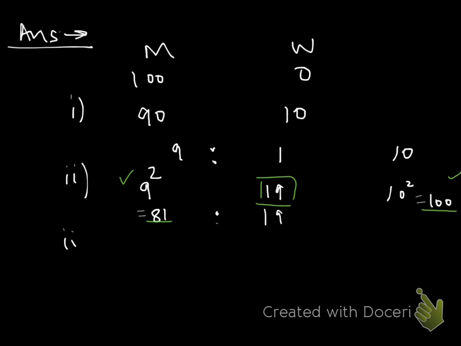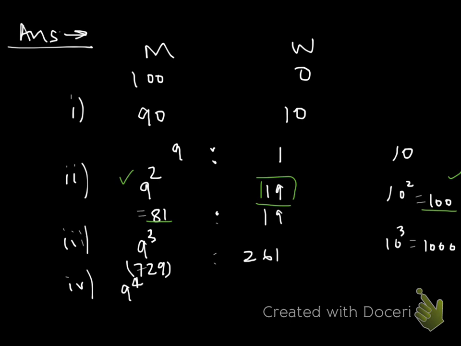Next, after the third process, the milk will be 9 cube, which is 729, and the total quantity will be 10 cube, which is 1000. So the remaining quantity would be water, which is 271. The fourth time will be 9 to the power 4, which is 6561, and 10 to the power 4, which is 10,000. The remaining quantity would be water, which is 3439, and we have to find it after the fifth iteration.